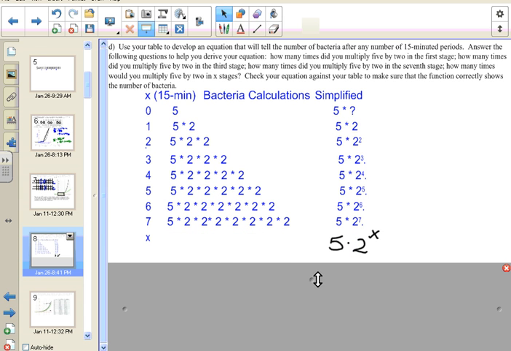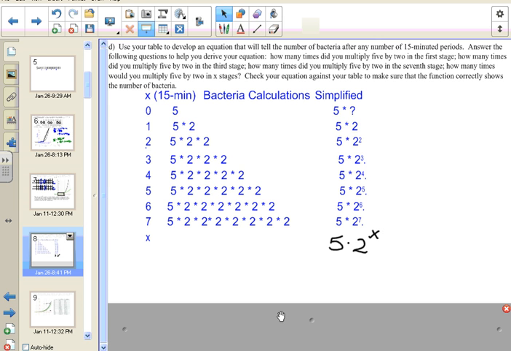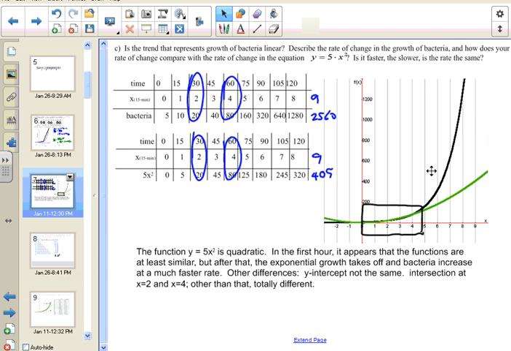So it follows that if we do x stages, that means we're going to take the 5 bacteria, double that population x number of times. So that generates an equation for population growth that we would then be able to put into a calculator and graph it like this one.